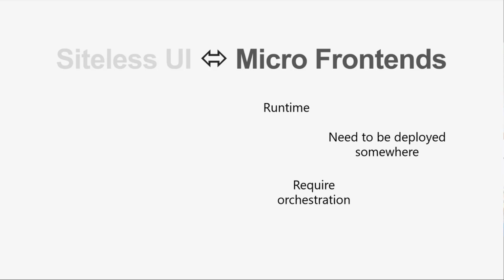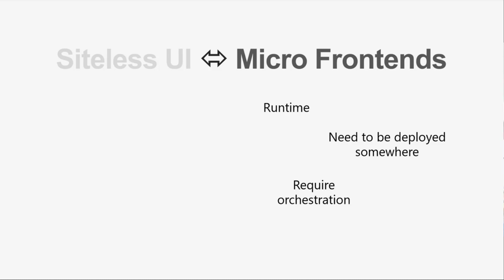Also, we need to know where we deploy our micro frontend now. Even if we want to do a client-side composition and therefore a static web app is enough, we still would need to allocate somewhere, for instance, Azure Blob Storage or an Azure Static Web App to do that. And that, at the end of the day, requires, of course, orchestration.